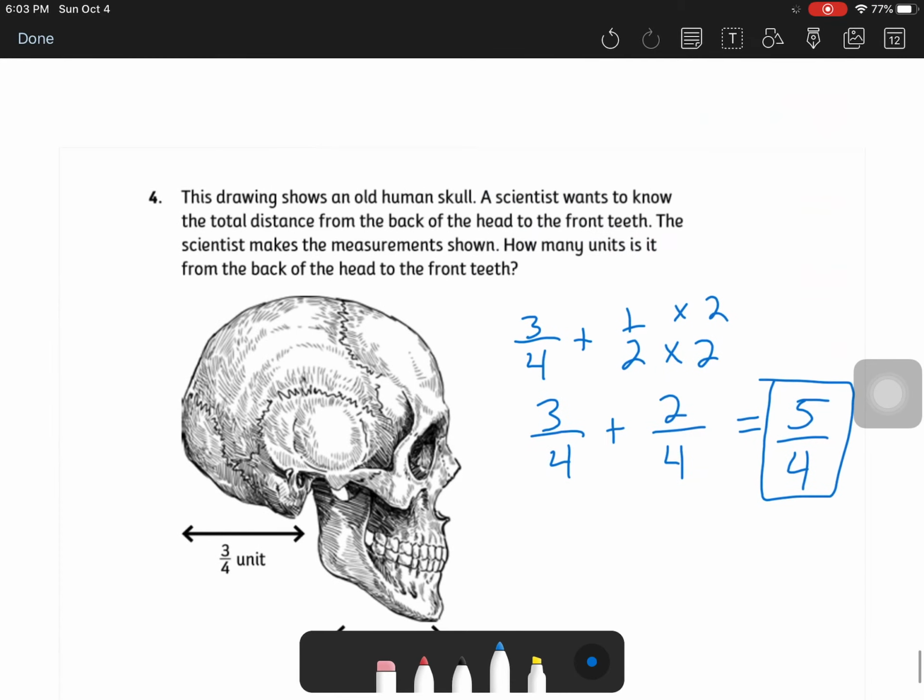Okay, so that's adding fractions that have different denominators. Make equivalent fractions by multiplying by the same number on the top and on the bottom so that you get common denominators. Then you can add the numerators. So that's it for 2.8.